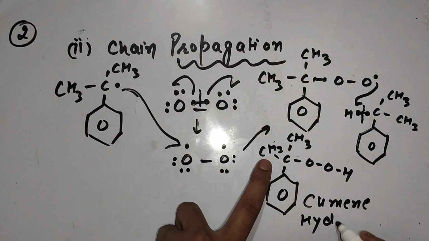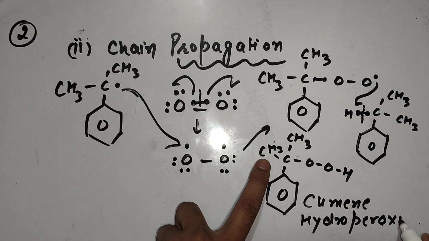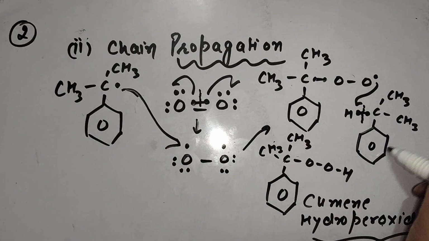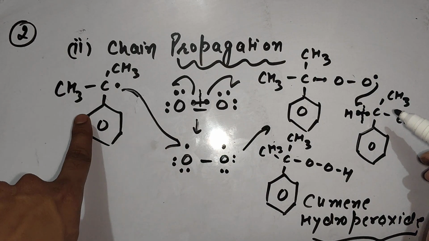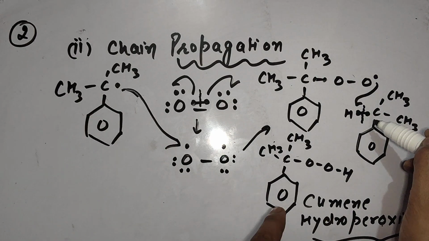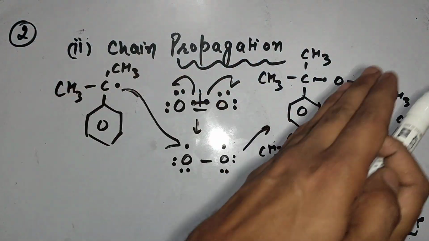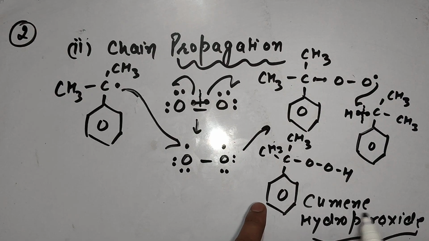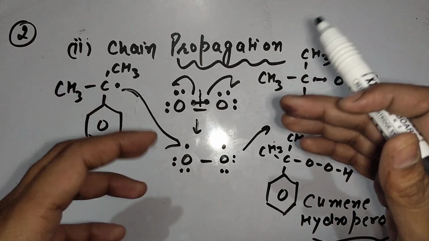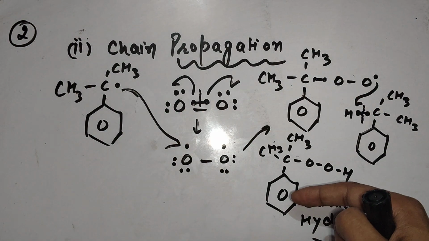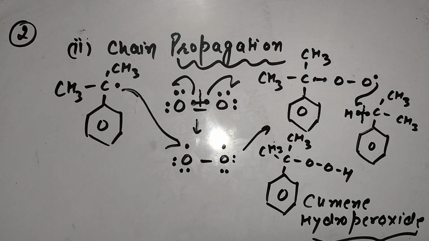Cumene hydroperoxide, which was the product of the second step. And what about this? It will become a cumene free radical like this. What will it do? It will again react with another molecule of oxygen and the whole process will be repeated again and again. What will generate? Cumene hydroperoxide, cumene hydroperoxide, cumene hydroperoxide. This is the meaning of chain propagation. Products are generated. One free radical is finishing, another is generating, and product is also generated. This is the second step, chain propagation.